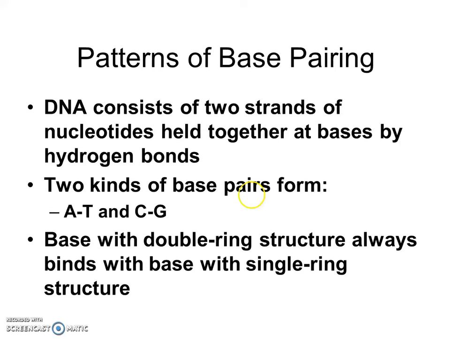2 kinds of base pairs form: A to T and C to G. A base with a double ring structure, the purines, always binds with a base with a single ring structure, and those are the pyrimidines. The covalent bonds that hold the phosphate and sugar together are called phosphodiester bonds. So this wraps up our lecture on the history and structure of DNA.